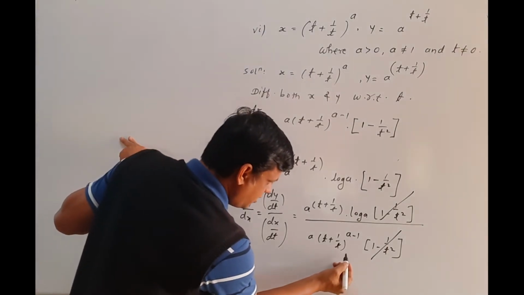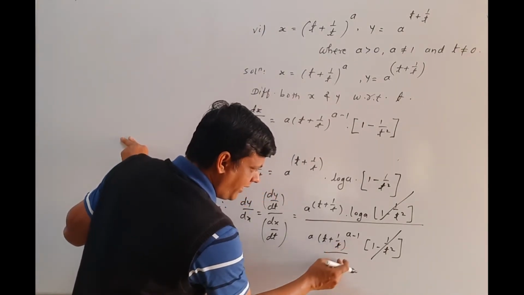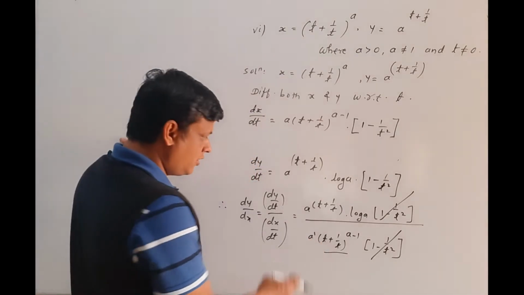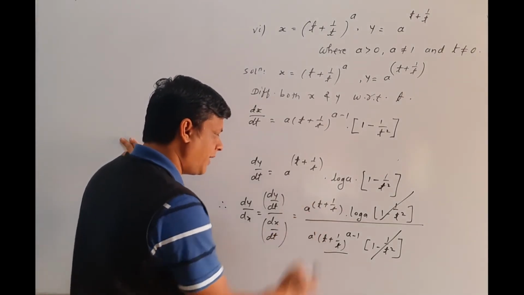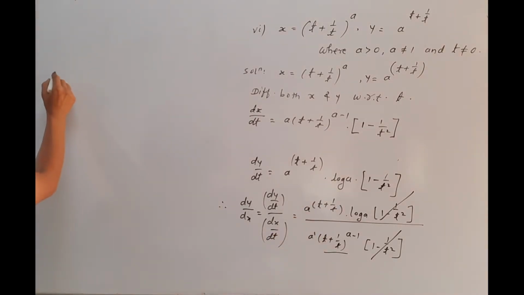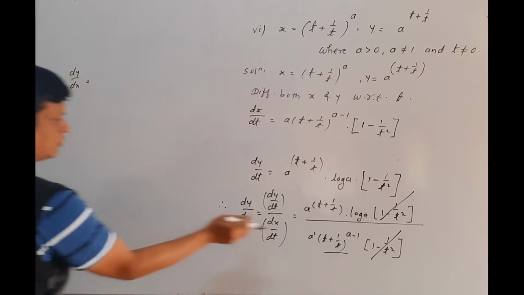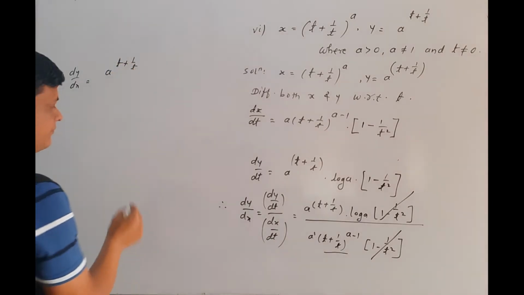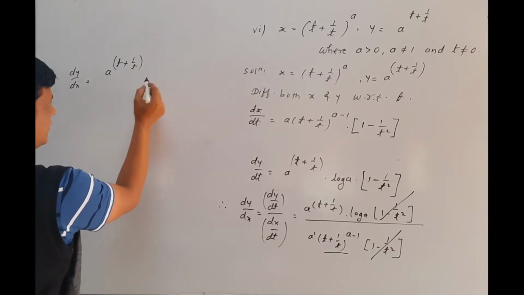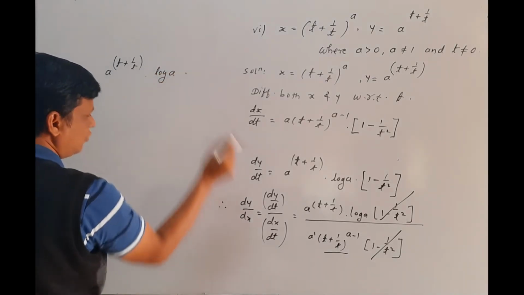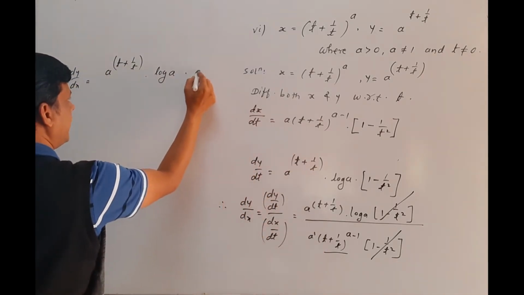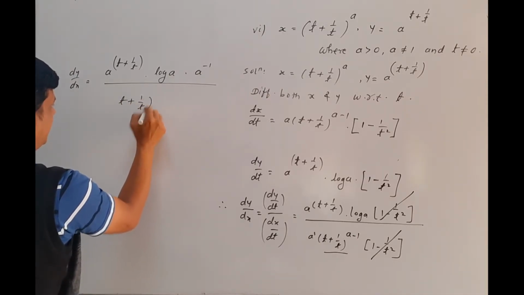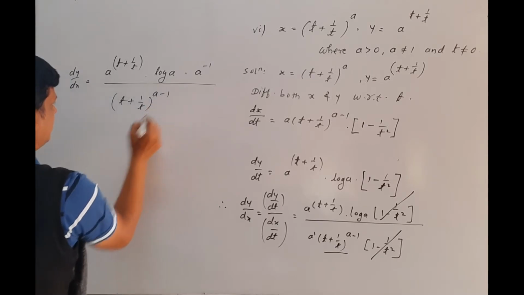So we keep this t plus 1 by t raised to the power a minus 1 as it is, and this power of a is not given, that is, power of a is 1. So when we write a in numerator, its power changes to minus. So we write here dy by dx is equal to a raised to the power t plus 1 by t into log a into, when we write this a in numerator, a raised to the power minus 1 upon t plus 1 by t bracket raised to the power a minus 1.